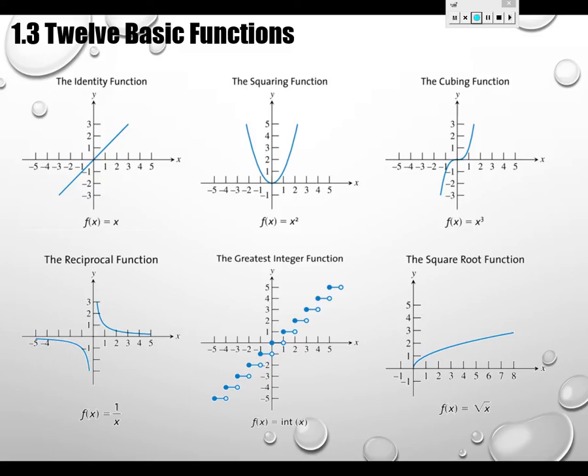The greatest integer function works like this. Listen first, and then we'll look back at the graph. If I'm the greatest integer function, what I do is you give me a number, and then I give you back the greatest integer less than or equal to your number. We'll say that again. You give me a number, and I give you back the greatest integer less than or equal to your number.